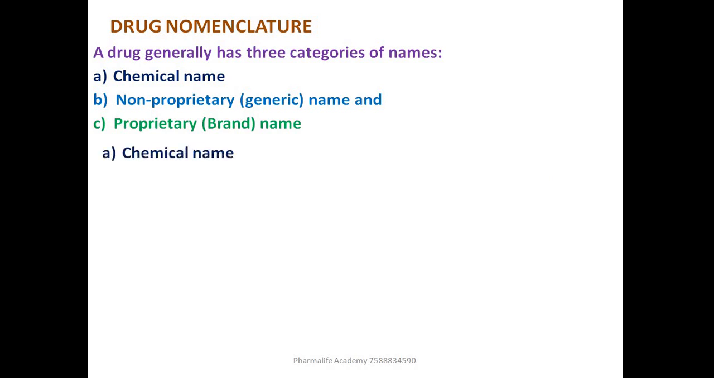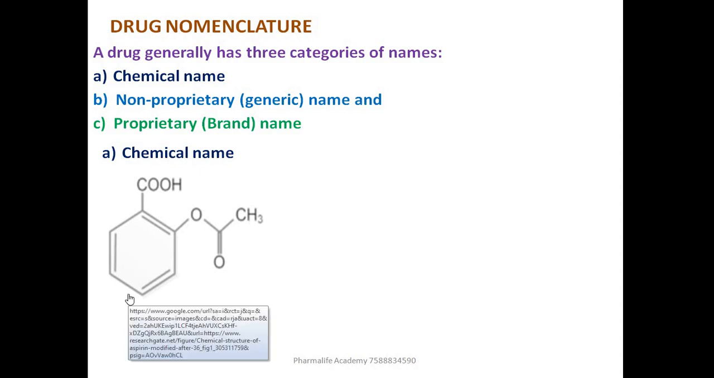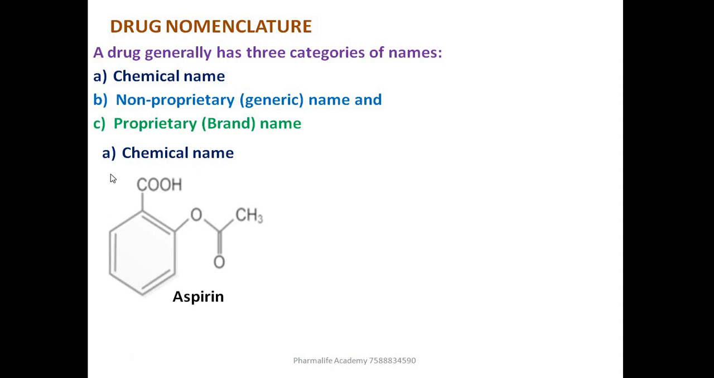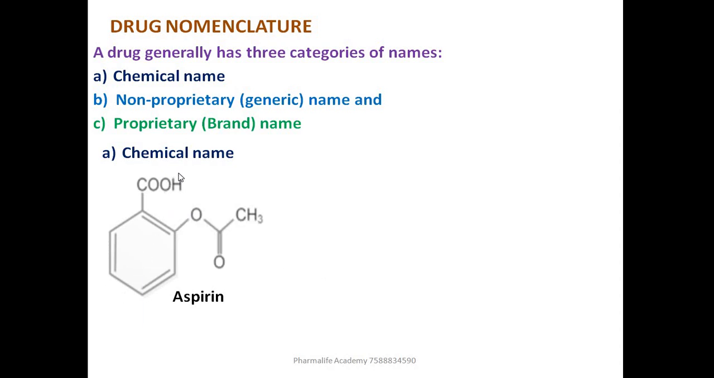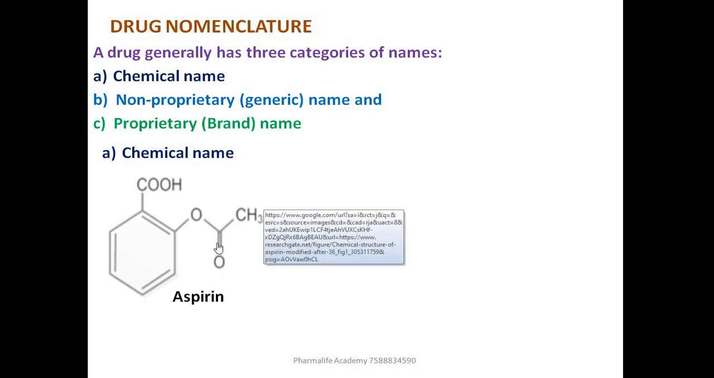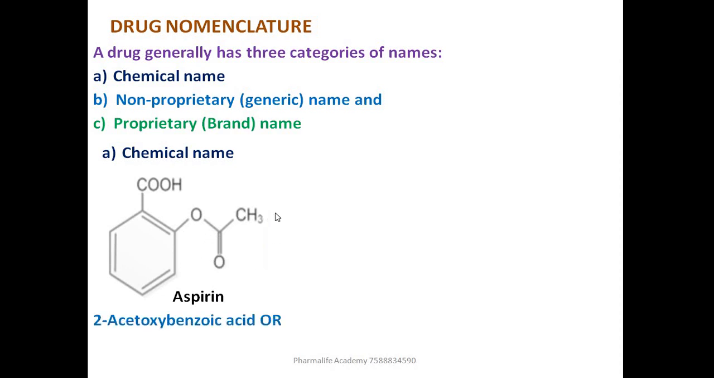Now let's consider the example of aspirin. This is the structure of aspirin. Its chemical name is 2-acetoxybenzoic acid or acetyl salicylic acid. In this structure of aspirin, this part is related to benzoic acid and this part is related to acetoxy group. Hence the name 2-acetoxybenzoic acid. Also, in the same structure, this part is related to salicylic acid and this part is related to acetyl group. Hence the name acetyl salicylic acid.